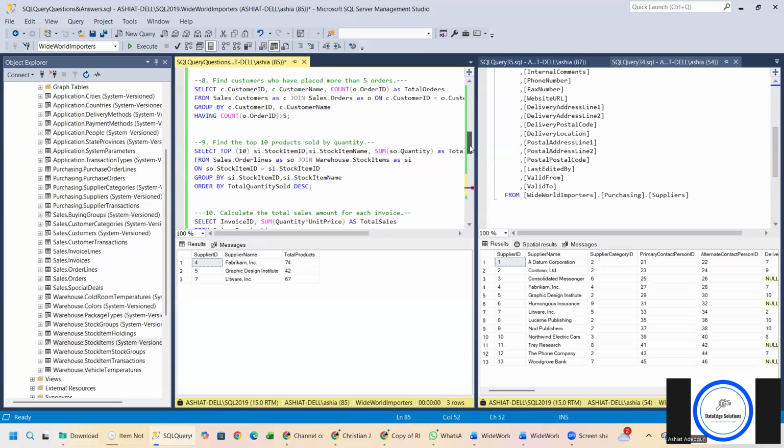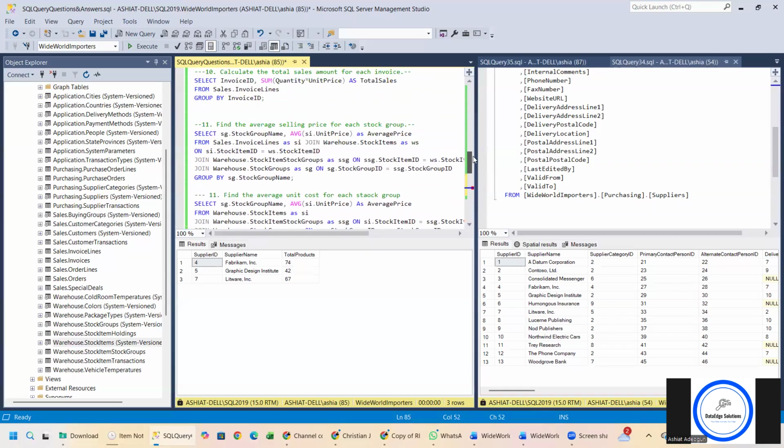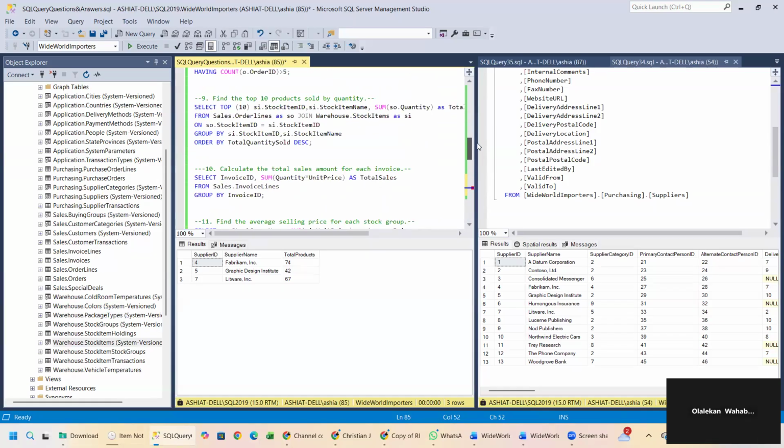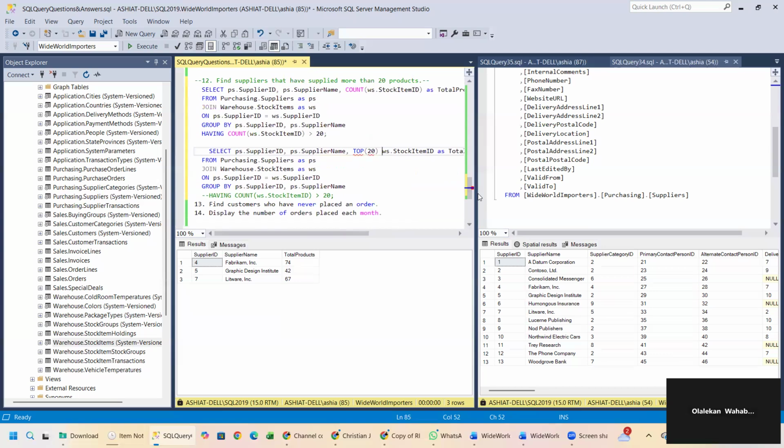Yesterday, we also used group by. See this question here, question 9, select top 10. We call the stock ID name, but we use sum. I'm not sure that it will work that way. Maybe we can use count again.